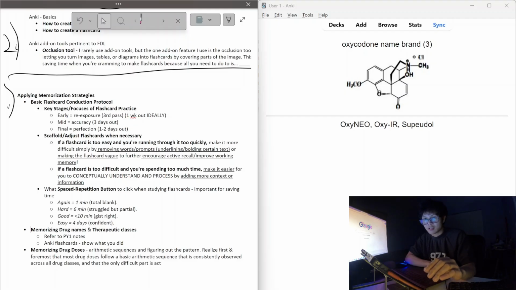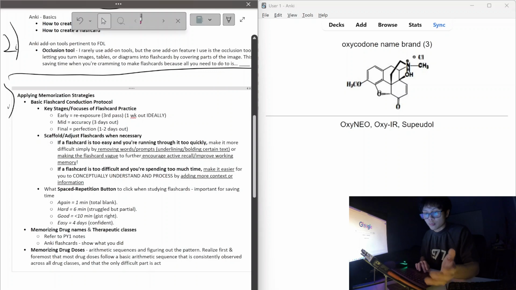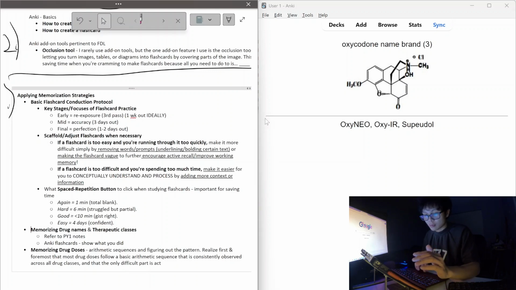So you want to make sure that you're challenging yourself as much as you possibly can, but also not making it too difficult. So if a flashcard is too easy and you're running it through too quickly, you need to make it more difficult by removing certain words or prompts, such as removing underlining or bolded text, or making the flashcard vague to further encourage active recall or improve your working memory. On the other hand, if a flashcard is too difficult and you're spending too much time, make it easier for yourself to conceptually understand and process by adding more context or information. So it's working back and forth between these two.